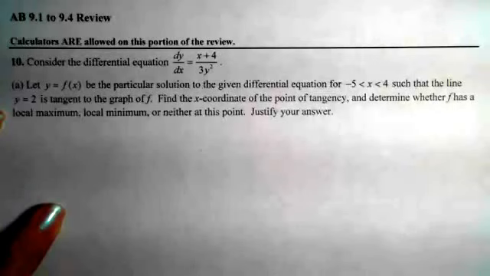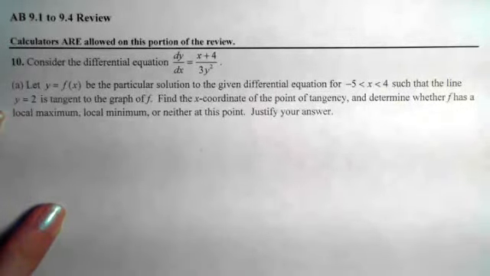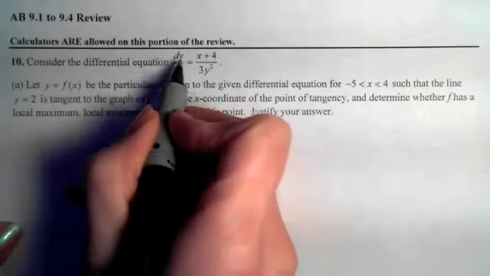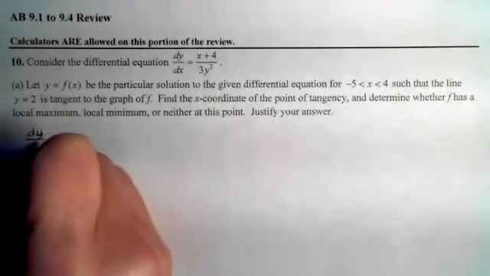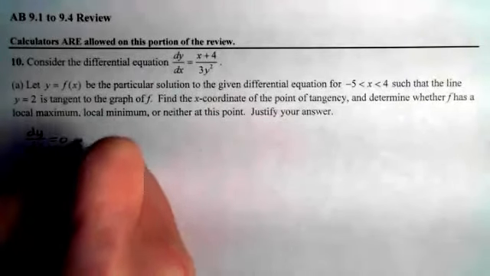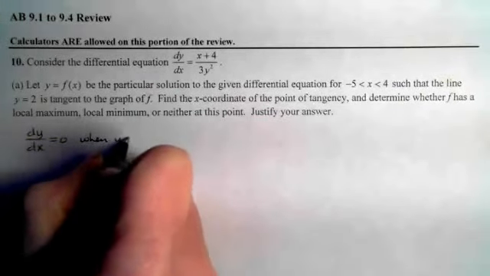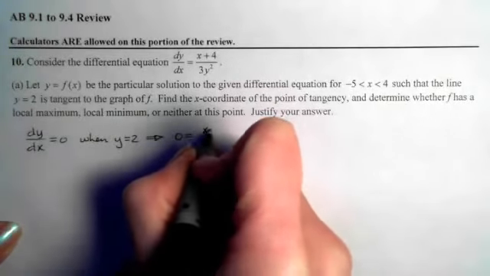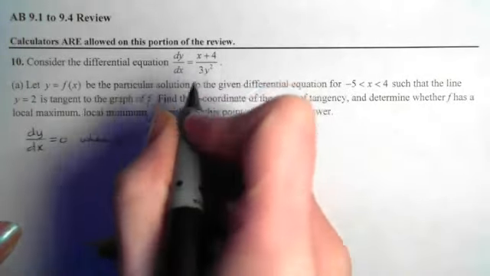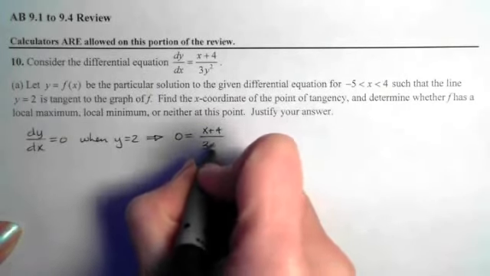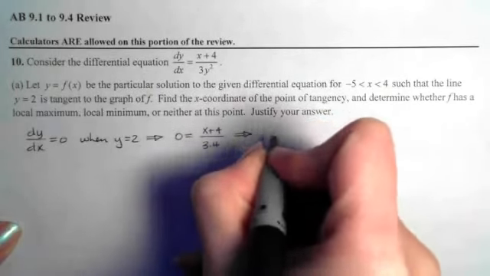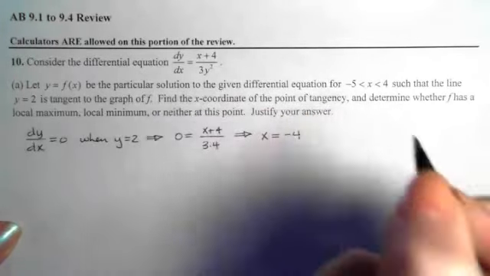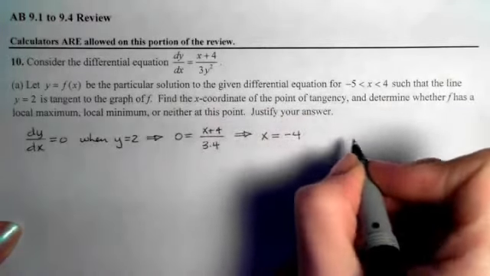Okay, so if y equals 2 is tangent to the graph, that is a horizontal line, so that means the slope dy/dx is going to be 0 when y is 2. So if I plug that in, I'll get 0 equals (x + 4)/(3y^2). So that's going to equal 0 if x is negative 4. So we have found the x-coordinate of the point of tangency.